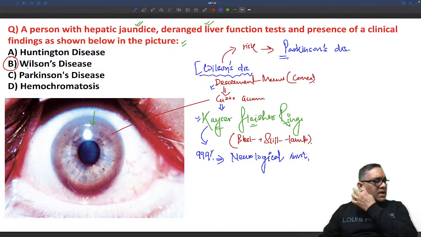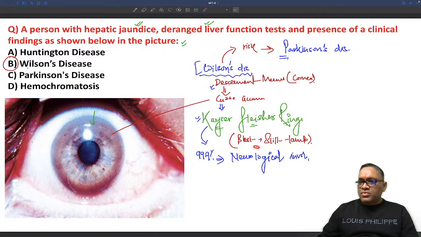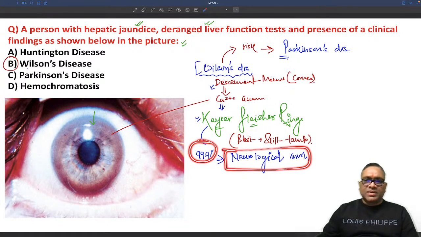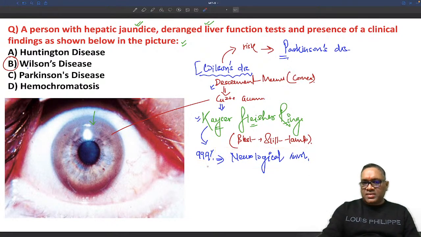You have to remember, neurological involvement will be present. So what I mean to say is that if an ophthalmologist is observing a KF ring, what is his important role? He will inform the neurology department that they have to work up this patient, because once you see a KF ring, the patient will be almost 100% having some neurological problem. So that is why neurology reference should be given for all Wilson disease patients who are having a KF ring in their eyes. That is the point you have to remember, right?